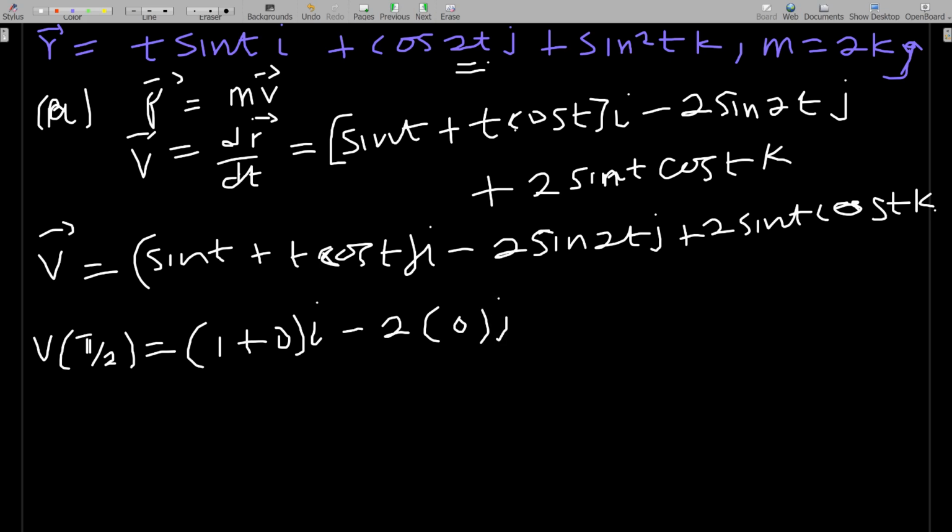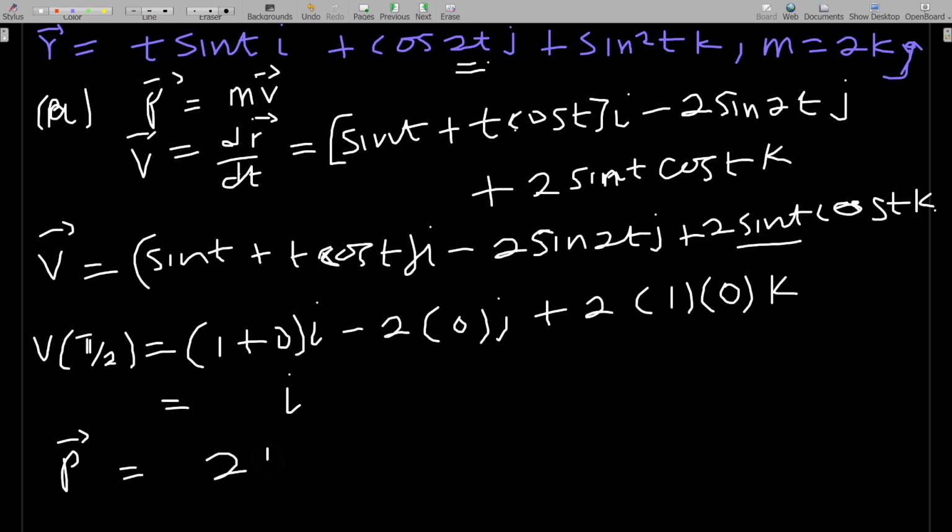So know which mode you keep your calculator in. So plus 2 into sine of pi, we said is 0, so we have 0 times cos of pi over 2. Sine of pi over 2 here is just 1. Then cos of pi over 2 is 0, that is cos 90. So in effect you have v of pi over 2 to be just 1 i. So your momentum at that time will be equal to mass, which is 2 kilograms, times i, and that will give you 2i. Very simple like that.